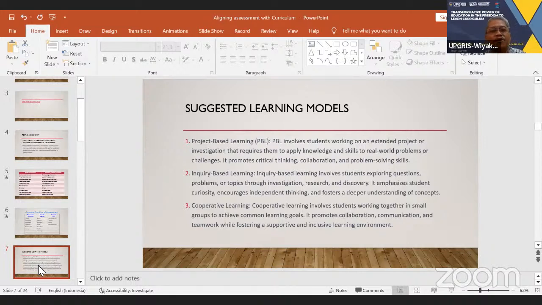Number one is project-based learning, which involves students working on an extended project or investigation, requiring them to apply knowledge and skills to real-world problems or challenges. This is very demanded because it will promote critical thinking, collaboration, and problem-solving skills from the student's perspective. I think this is not new actually.